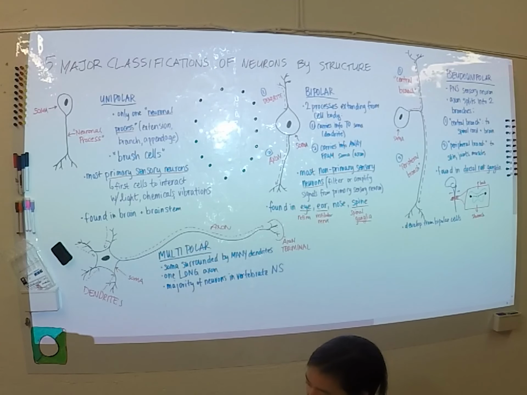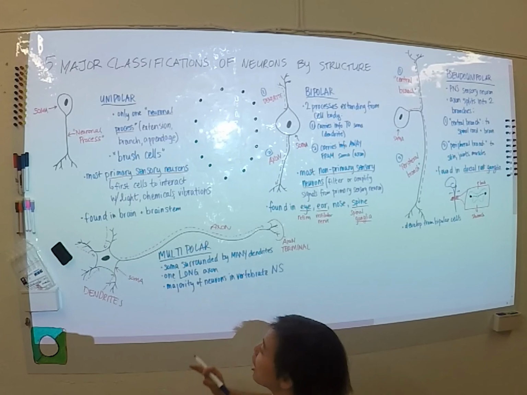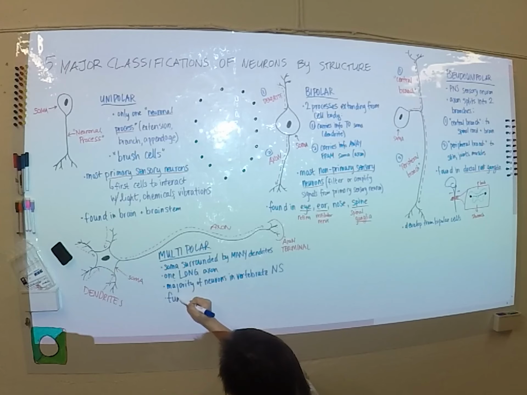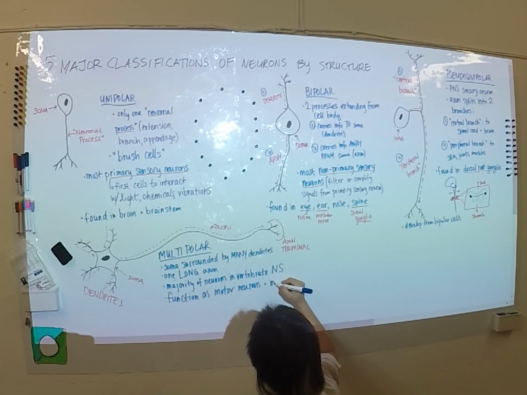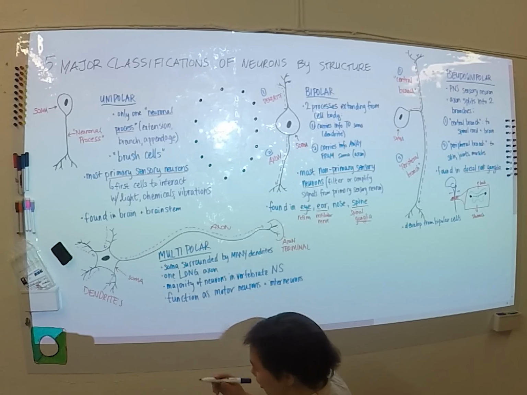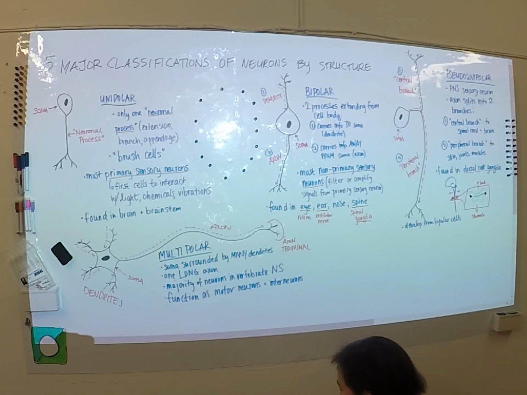Okay, so they function as motor neurons, which I talked about before. Motor neurons are neurons that connect to muscles. And they also function as interneurons, which is a new word. So they function as motor neurons and as interneurons. So what are interneurons? Well, you are about to find out.